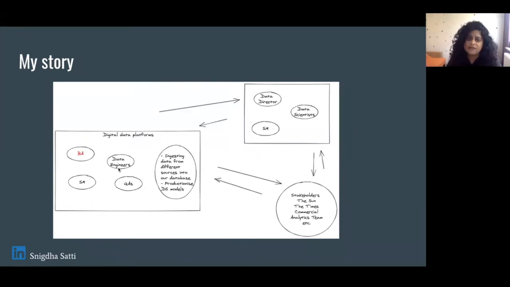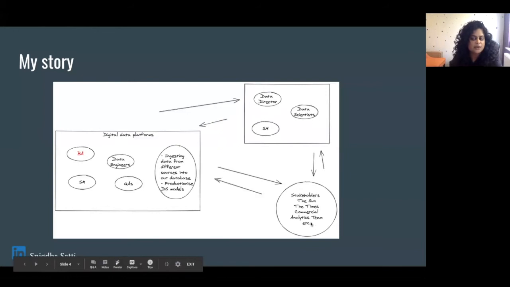In this team, there were data engineers, some QAs, a scrum master, and a business analyst. This is me. And there was a separate team within data technology with a senior member of data, which was the data director, a scrum master, and a data scientist. They didn't have a BA or anyone like that in the team. The stakeholders here were the Sun editorial, Times editorial, the commercial team, and the analytics team who are building reporting.